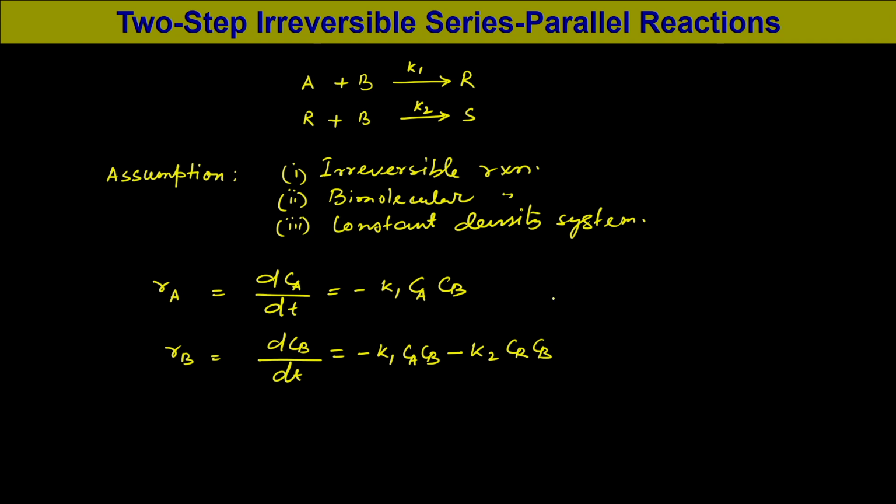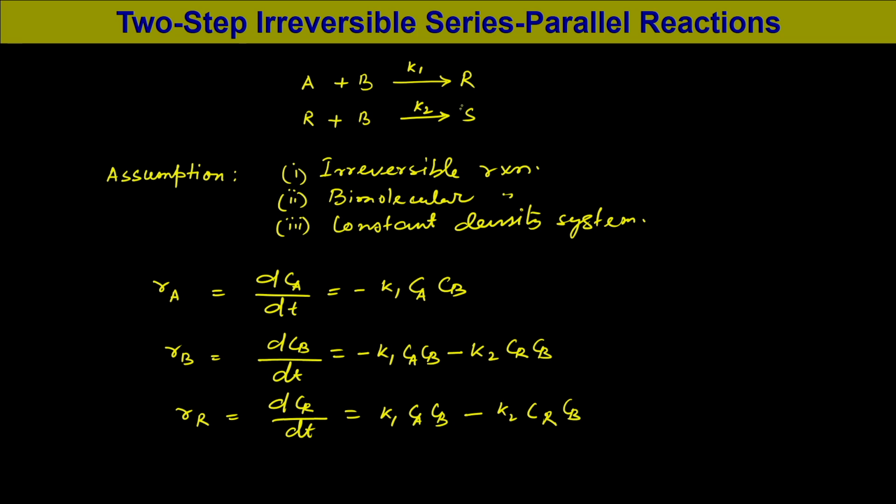For the rate of reaction of R, we can write r_R is equal to dC_R/dt, which is equal to k1 C_A C_B, because R is forming in the first reaction. So, k1 C_A C_B, and then R is reacting with B in the second reaction, which is minus k2 C_R C_B.